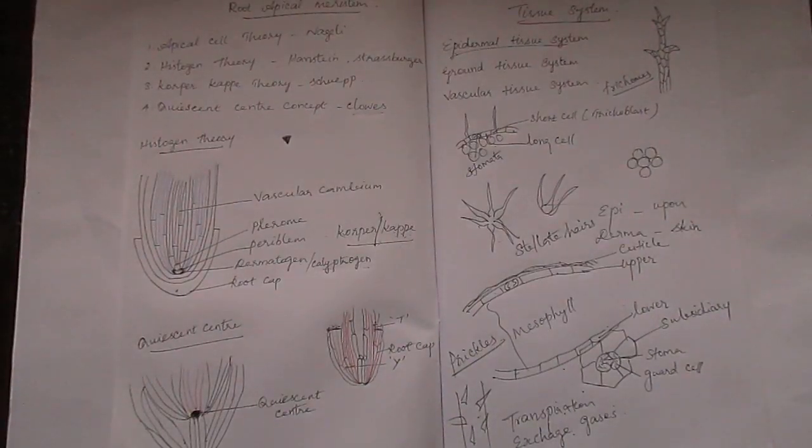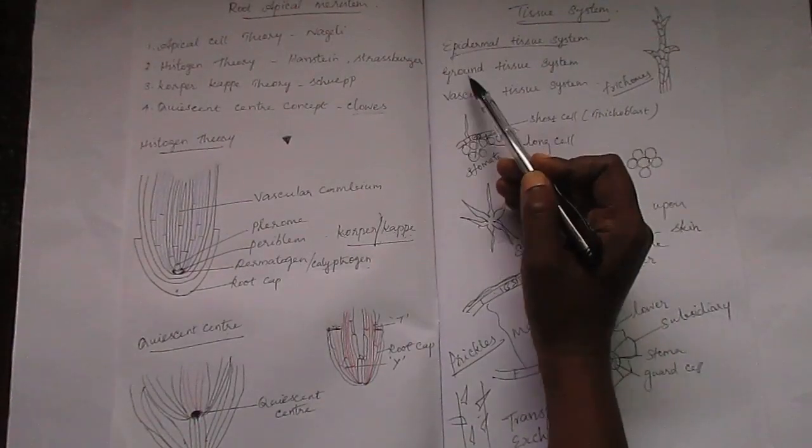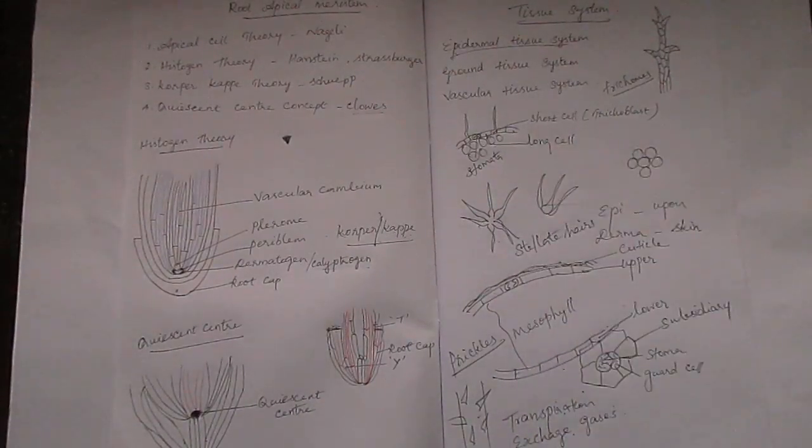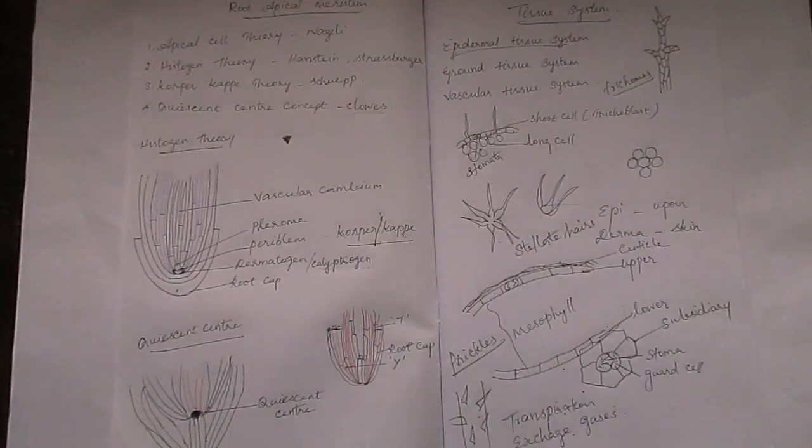In the year 1875, the German scientist Julius von Sachs recognized three different types of tissue system, namely epidermal tissue system, ground tissue system, and vascular tissue system. Today you are going to learn in brief about this epidermal tissue system.